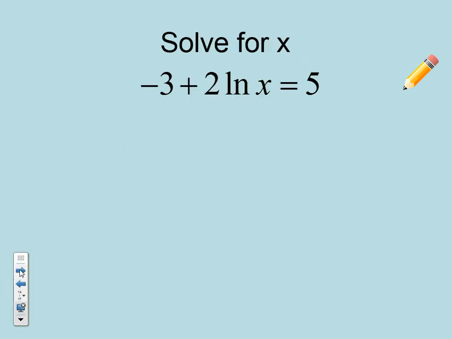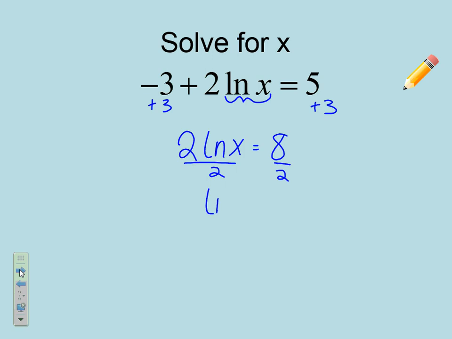Let's keep that same idea when we go into this next one. We need to isolate the log as best we can. Here's the natural log. Okay, there he is. So let's isolate him. Let's add the 3. We have 2 natural log of x equals 8. There's a 2 still in front of that natural log. We're going to divide, and we have the natural log of x equals 4.